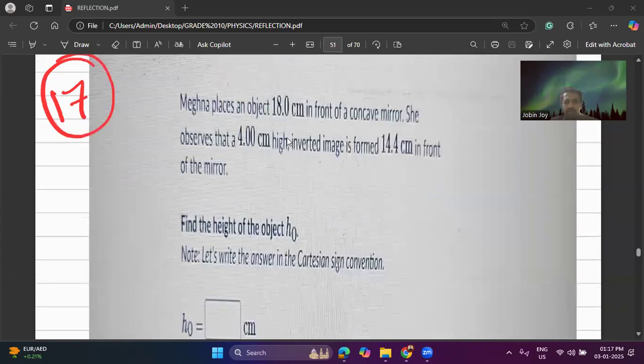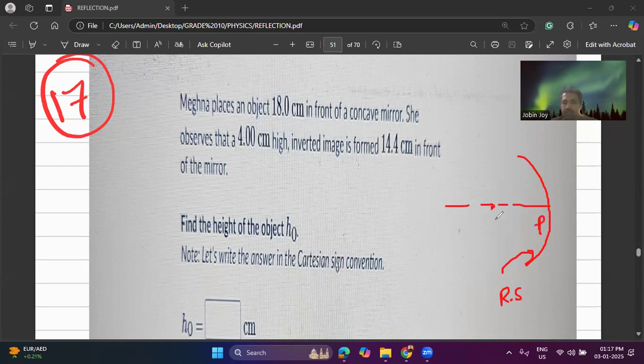Okay, so in the same way you can apply these equations to these problems. Again, this is another problem, a concave mirror. This is the concave mirror, which means this is the reflecting surface, RS. Okay, so this is P, this is F, and this is C.